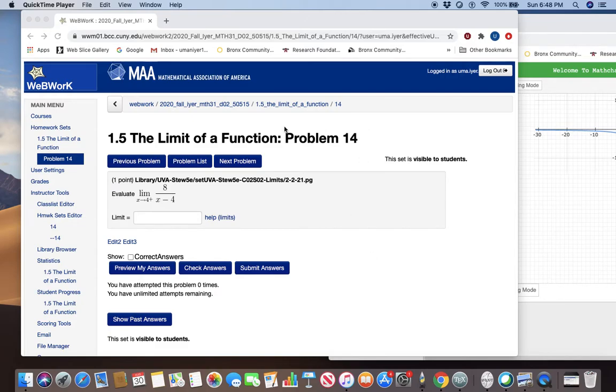Back to problem 14, section 1.5. Find the limit as x approaches 4 from the right-hand side of the fraction 8 over x minus 4.